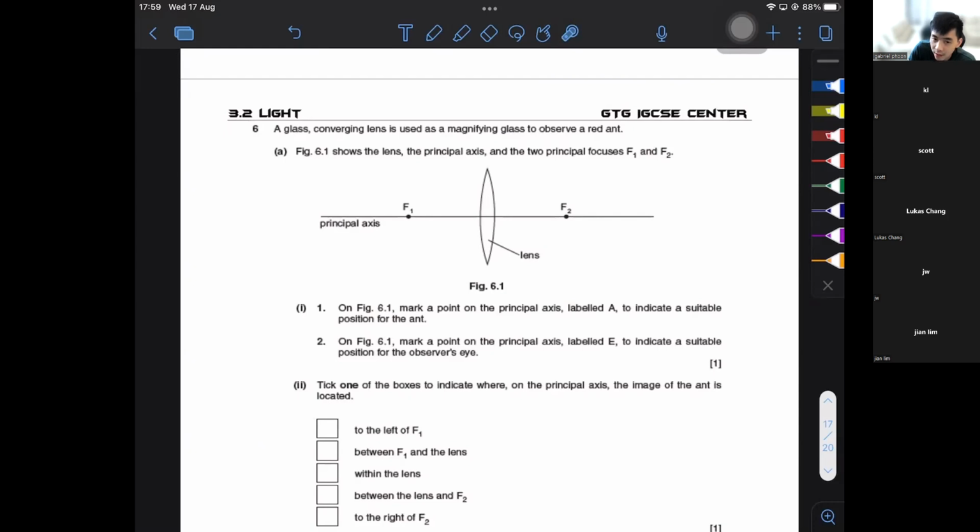Between f1 and the lens. Excellent, good job. I have to place my object in between here. That's the only way for it to behave like a magnifying glass. So you're supposed to label it A lah. It doesn't really matter. Now after that, on figure 6.1, mark a point on the principal axis where the eye is a suitable position for the image. The eye is obviously supposed to be here.